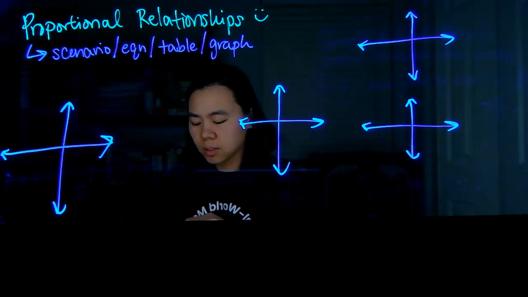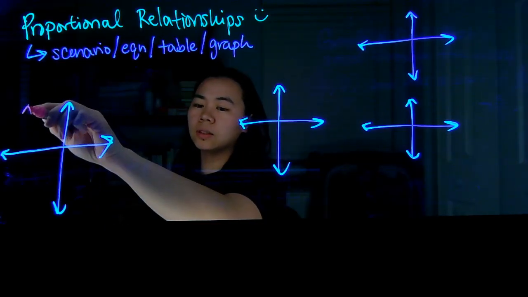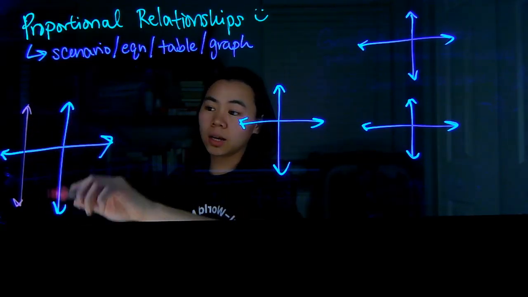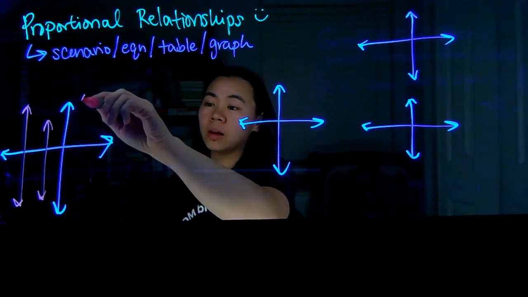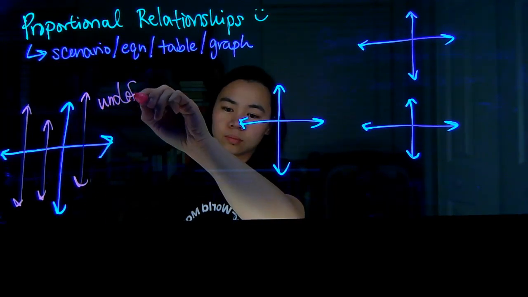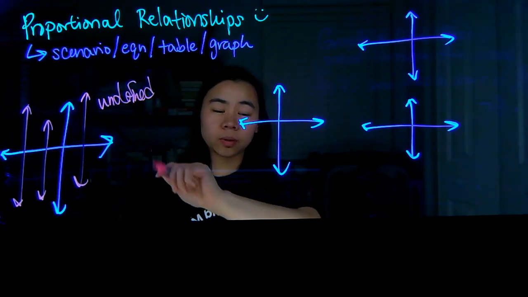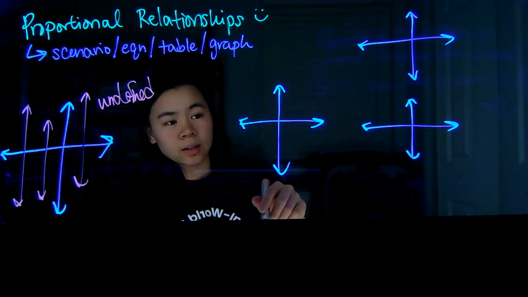So what does undefined look like? Undefined is a line that is straight up and down. Okay, anywhere in your graph, if it's straight up and down, that is undefined. A little bit sloppy. Okay, undefined.